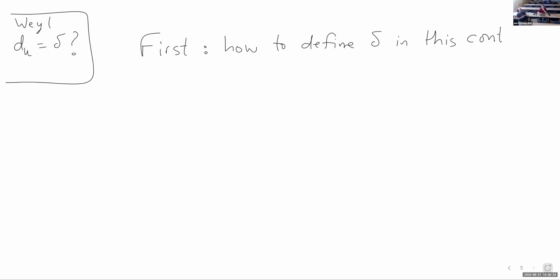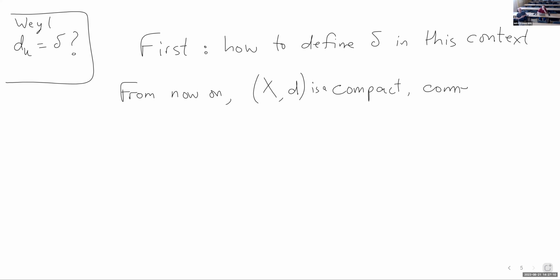In this context, I mean the context would go in this category E. So in something like a UHF algebra. So from now on, what I'm going to do is fix a space X that'll be the shared spectrum of normal elements in my C-star algebra. So this X will be a spectrum. I'm going to assume that this X is a compact, I'm also going to assume it's connected metric space.